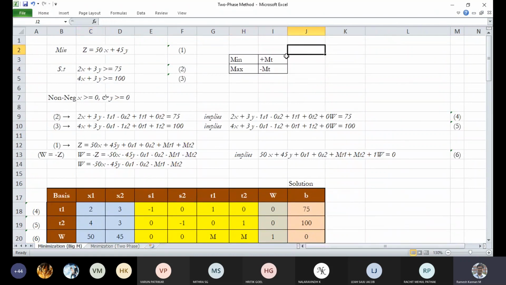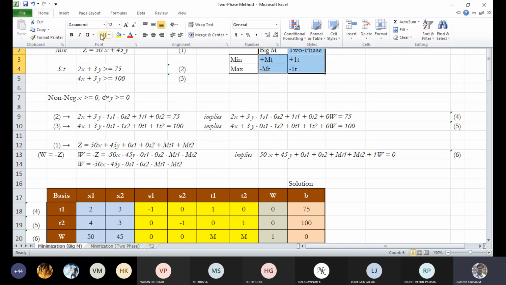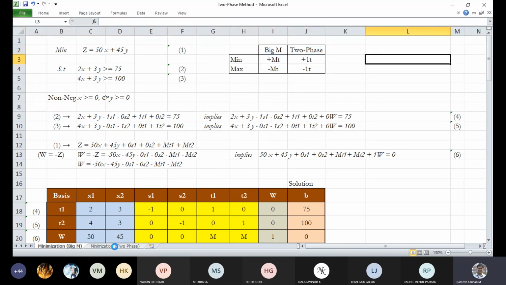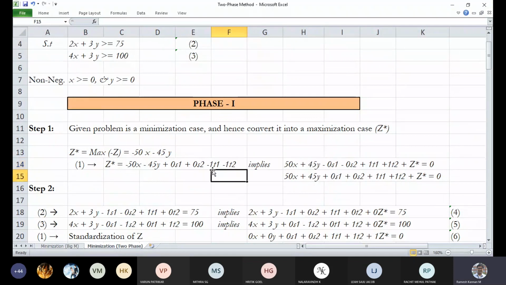So in the big M method that's how it is, but in the two-phase method we don't have the nomenclature of M here. Instead we'll be adding 1 into t, right? And for a maximization case, it is minus 1 into t. That's the huge difference between the big M method and the two-phase method. So we have minus 1 into t1 minus 1 into t2, with the minus because it's a maximization case.